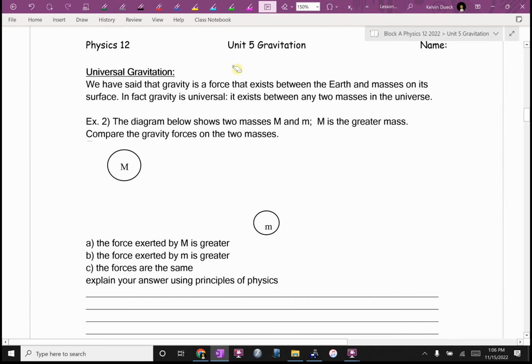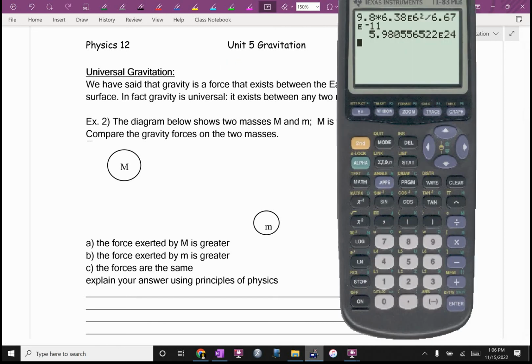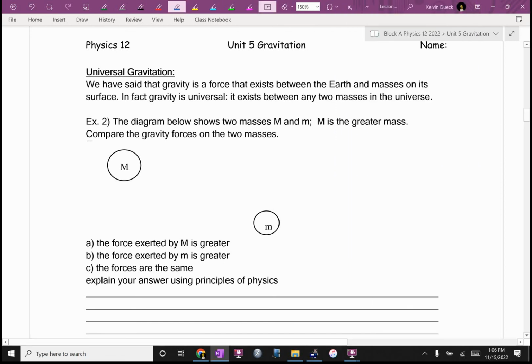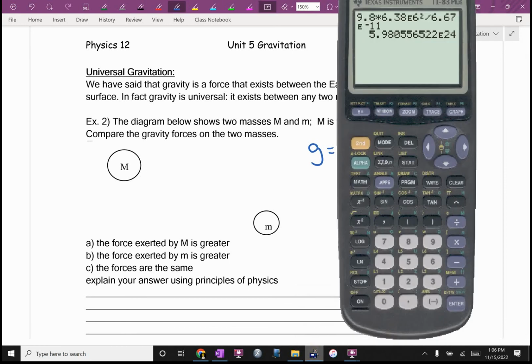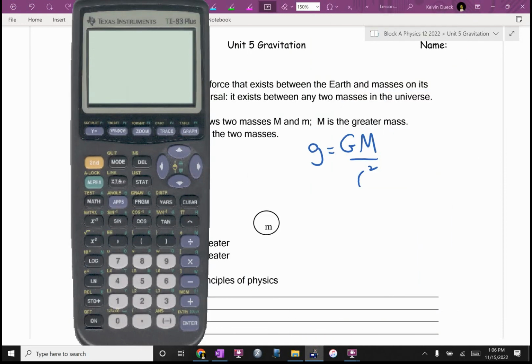So that's universal gravitational field strength. Oh, by the way, now we can find the gravitational field strength of the moon. Don't write this down, just look up. From your formula sheet, what was big G? 6.67 times 10 to the negative 11 times the mass of the moon on your formula sheet, 7.35 times 10 to the 22. Is that what you said? Okay. Divided by the radius of the moon.